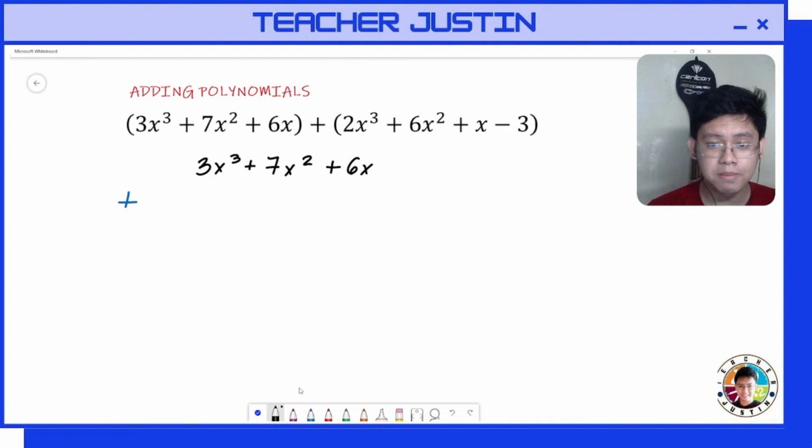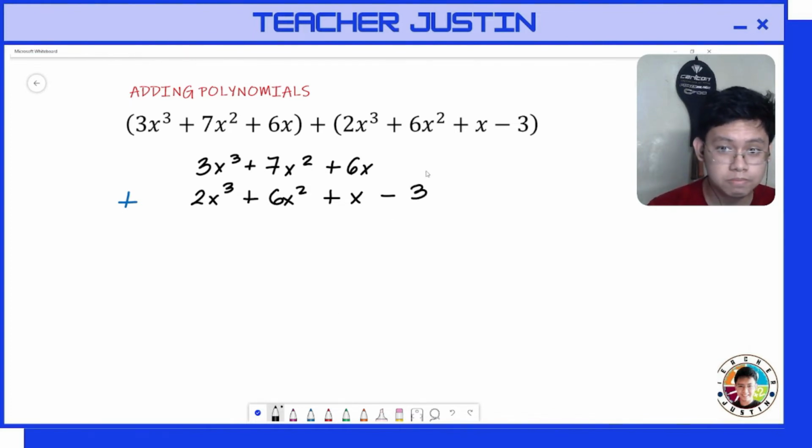We will align them to their similar or like terms. So 2x cubed, we will align it to 3x cubed. 6x squared, we will align it to 7x squared. And x will be aligned to 6x, so plus x. And then negative 3, since it doesn't have any partner, we will just place negative 3 here. So this number doesn't have a partner.